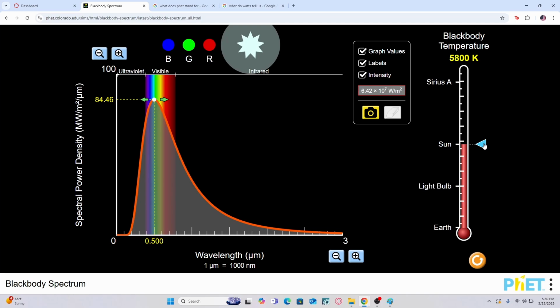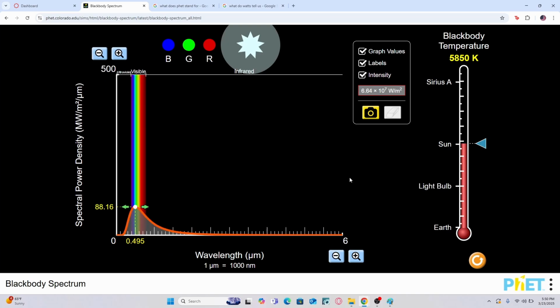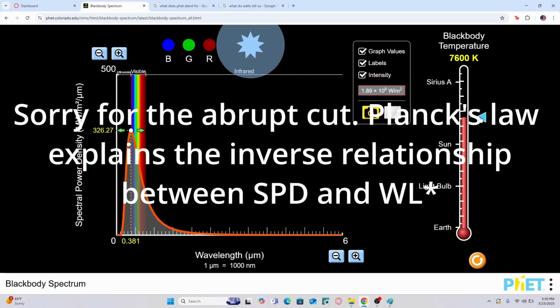But first, let's go up. Let's move the slider up, increasing temperature, and see what happens. Let's zoom out real quick because this peak will start to jump pretty high as we go up. So let's take a look at what's happening to spectral power density and wavelength as our temperature increases. And as we know, through Wien's law, as an object gets hotter, it emits more radiation at shorter wavelengths. And this relates to Planck's law.